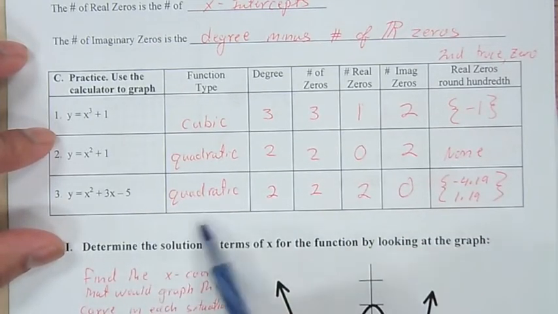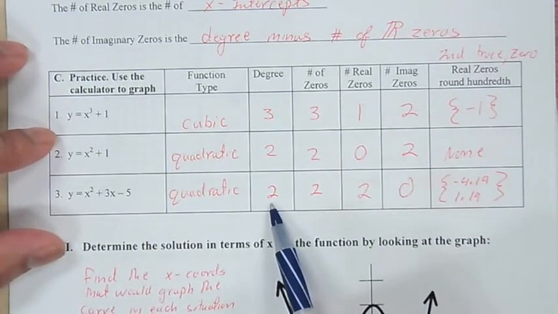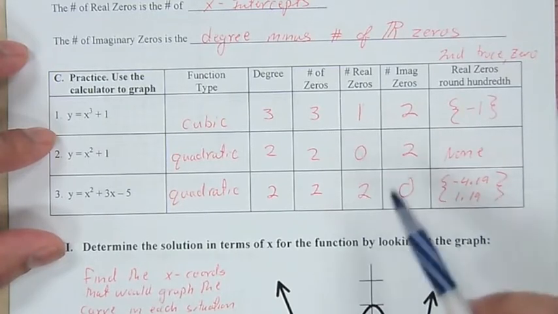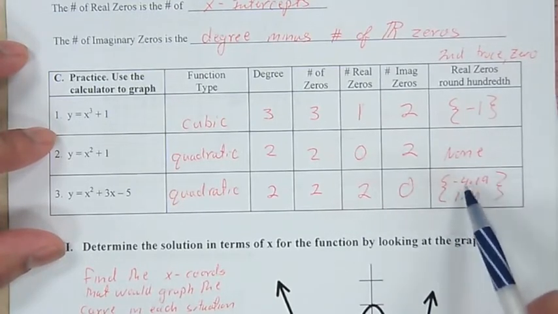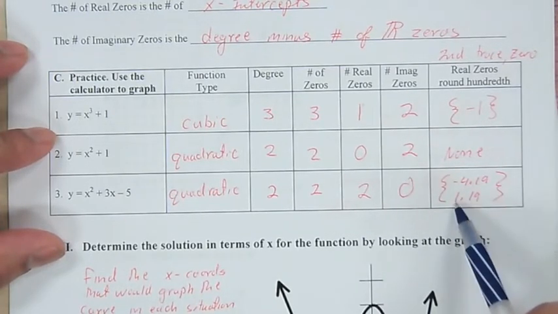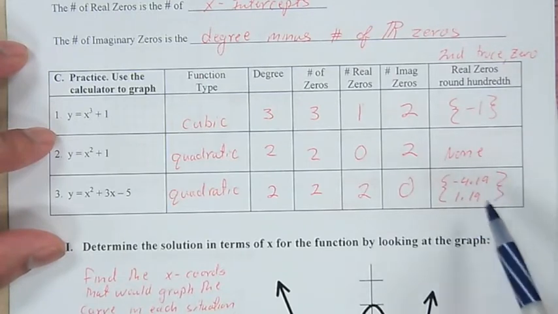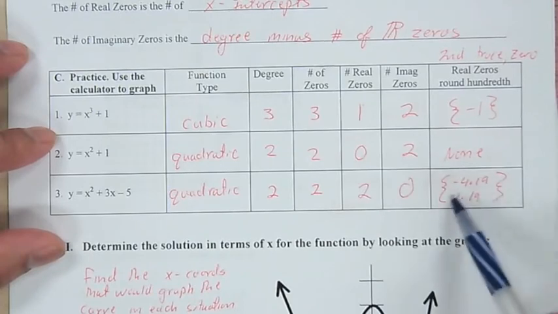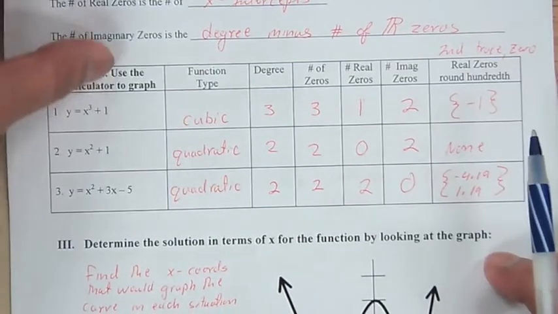In this quadratic function, again, the degree is 2, the number of zeros is 2. This one I can see visually crossing the x-axis 2 times. First time here at -4.19, and the second time at 1.19. Again, you can trace the graph, zoom in and move it around, and you can see that it's pretty much close to this.